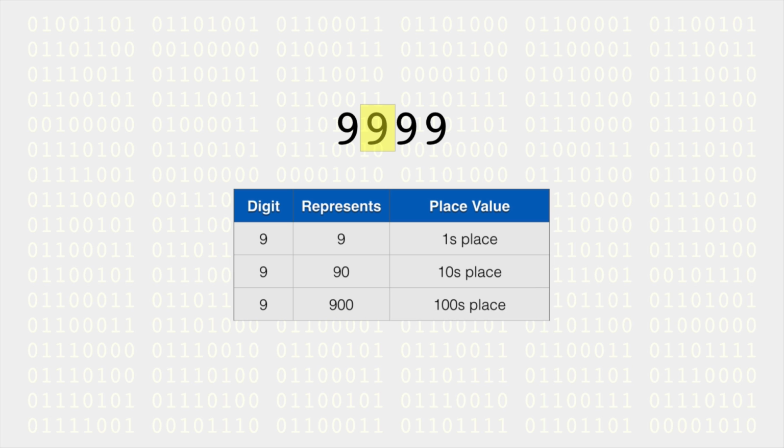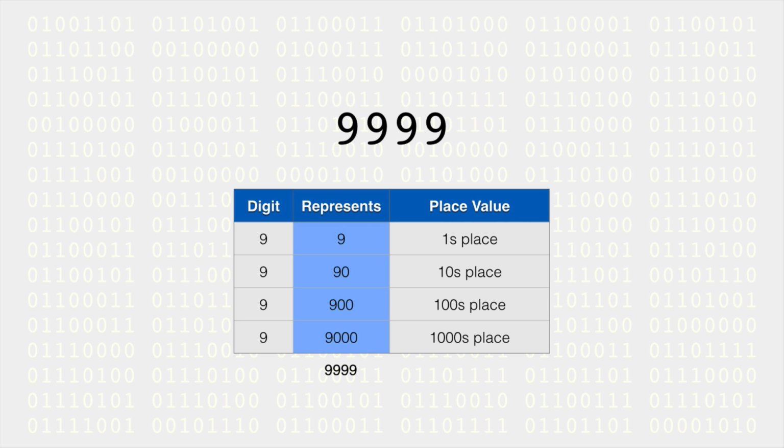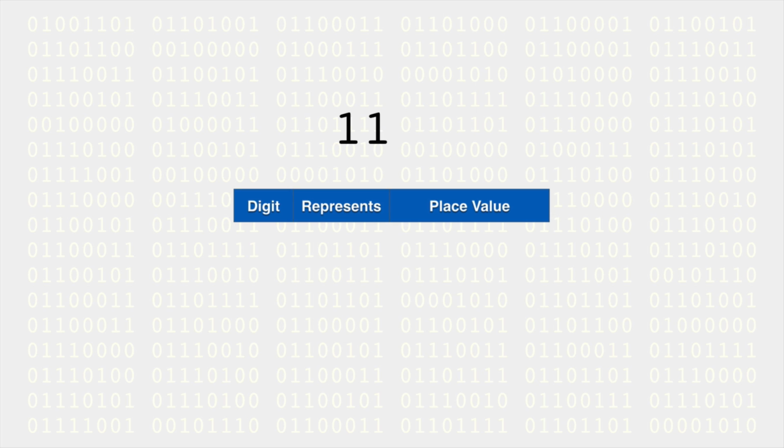Each digit is 10 times more than the one before it. So the final digit we have here is 9,000 in the thousands place. If we add up all of those representations, we get our 9,999, as we would expect, as we're used to working with. Binary works much the same.